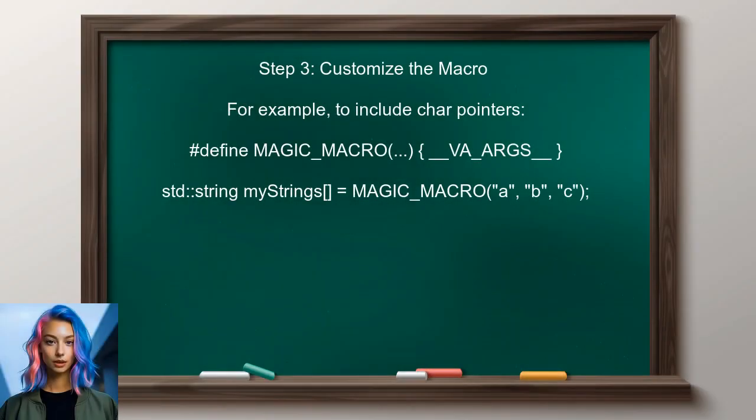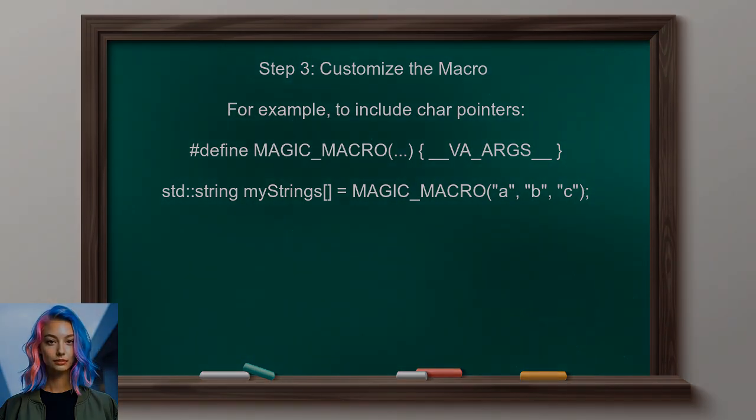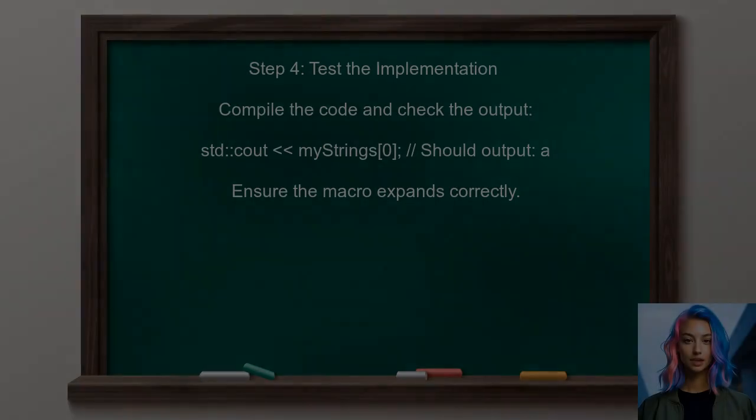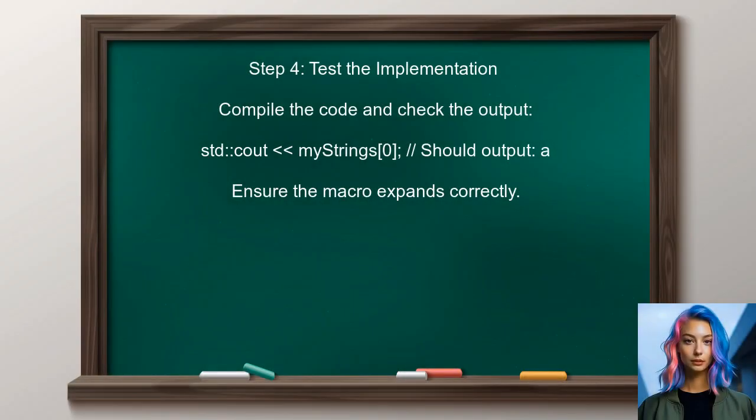If the user needs to handle a more complex scenario with additional types or formatting, they can modify the macro accordingly. This allows for greater customization based on specific requirements. Finally, the user should test the implementation to ensure that the macro works as intended. They can do this by compiling the code and checking the output of the string array.